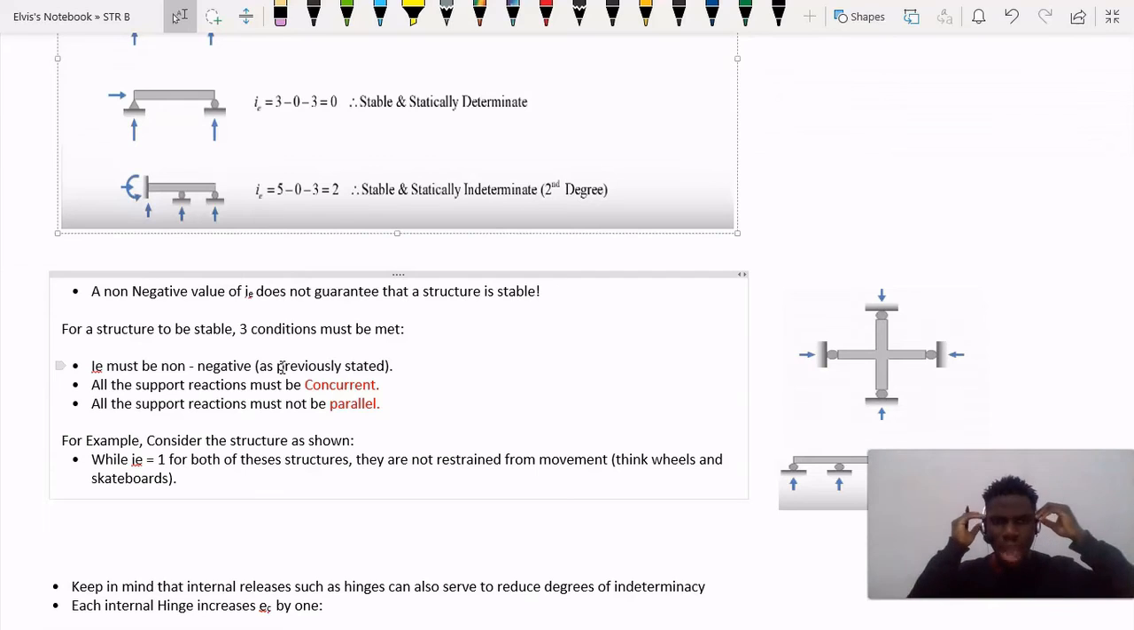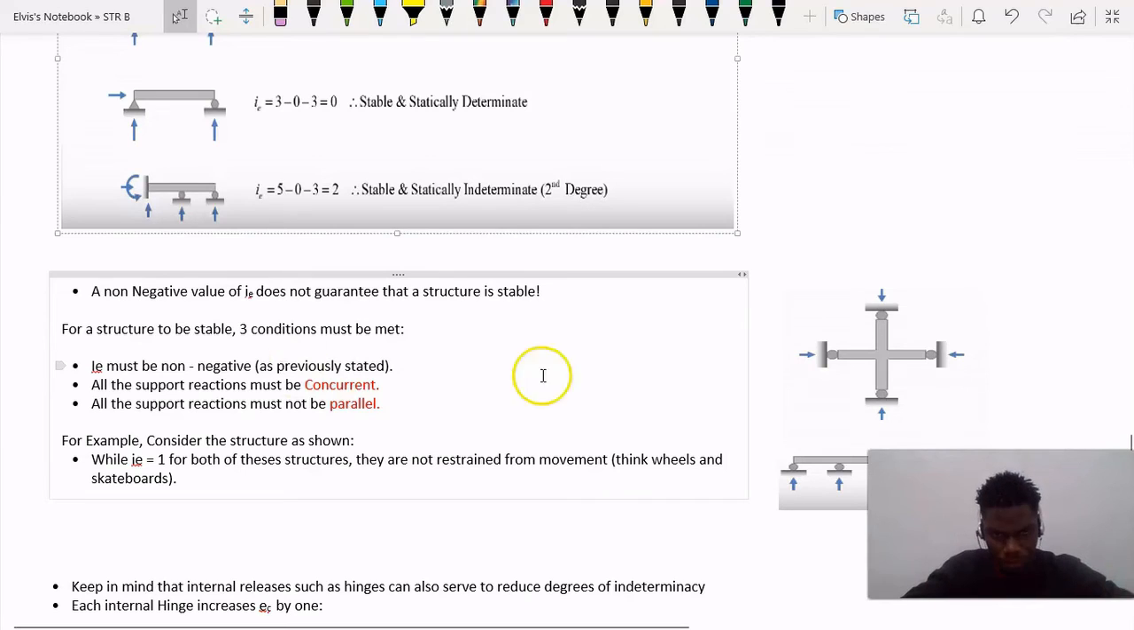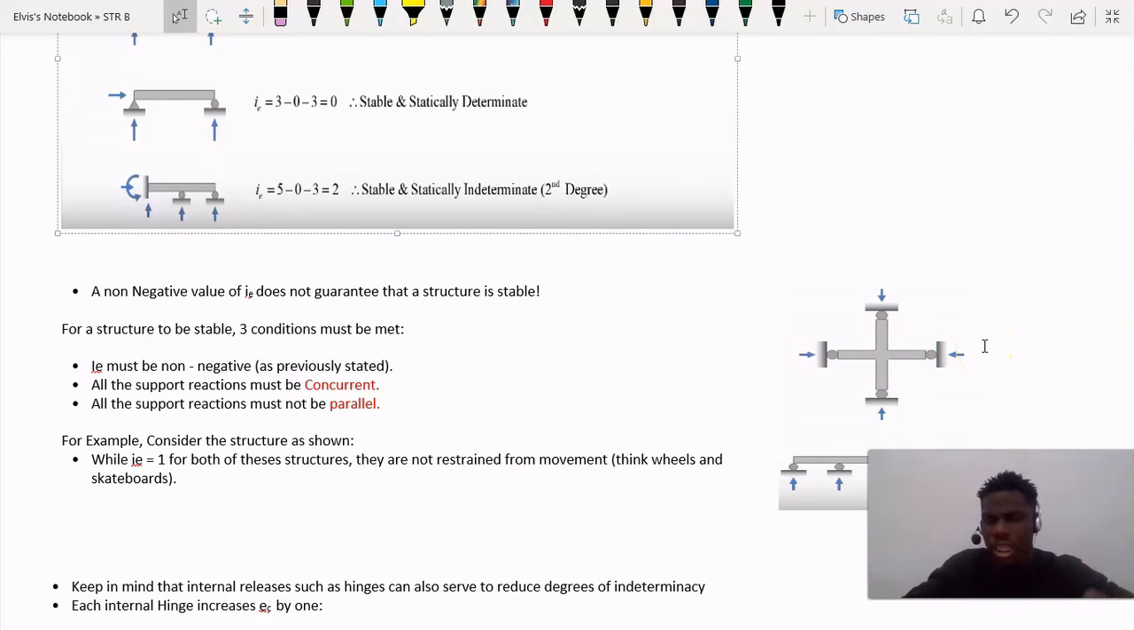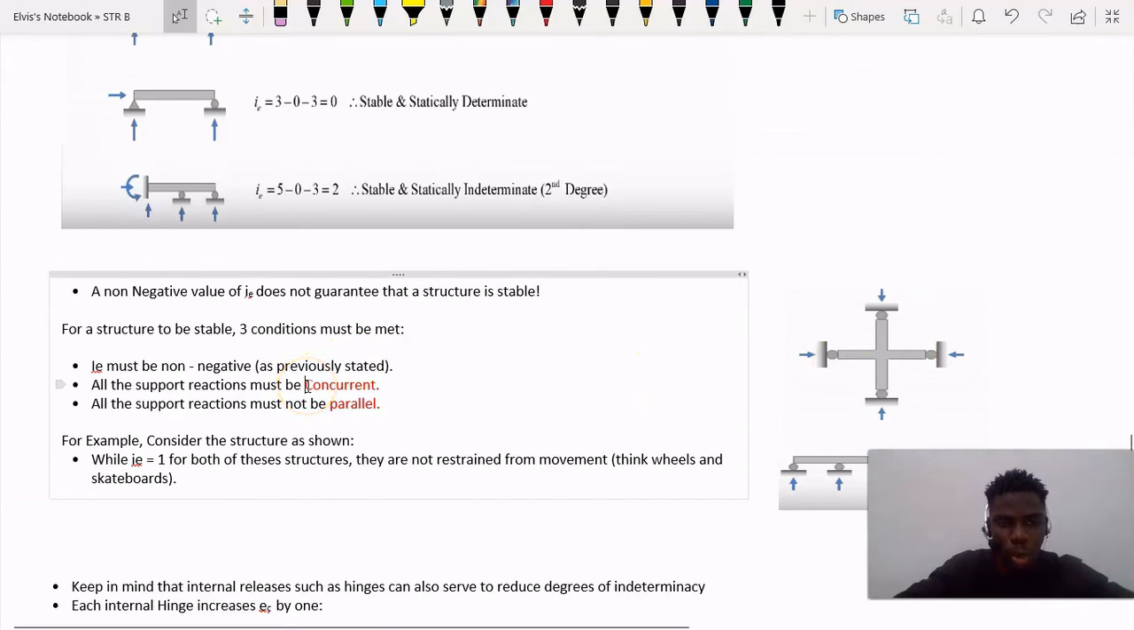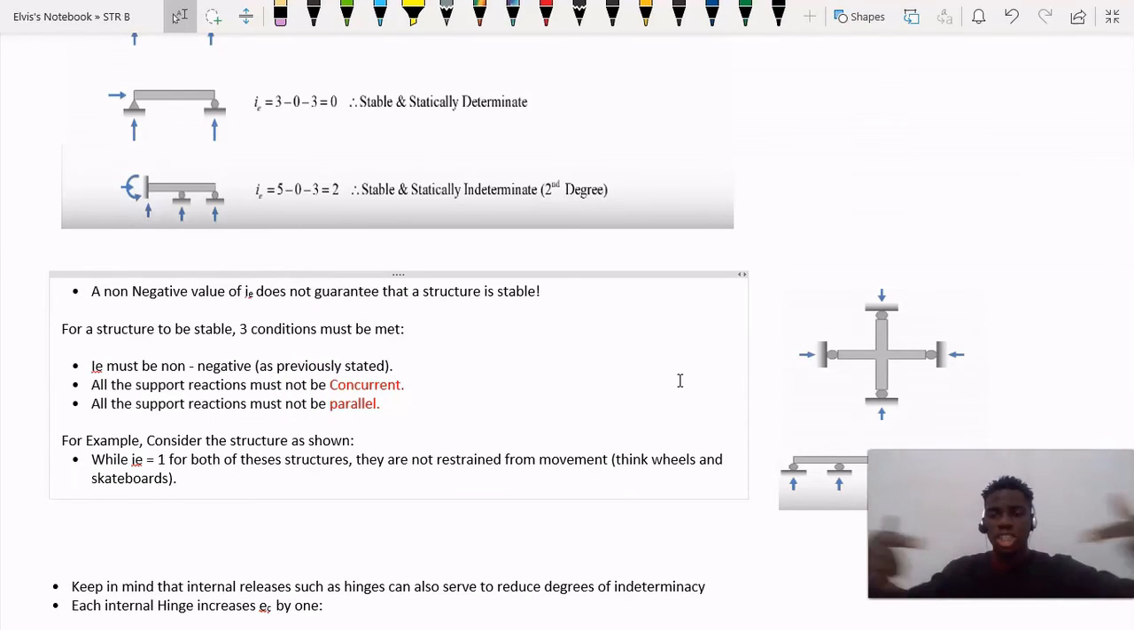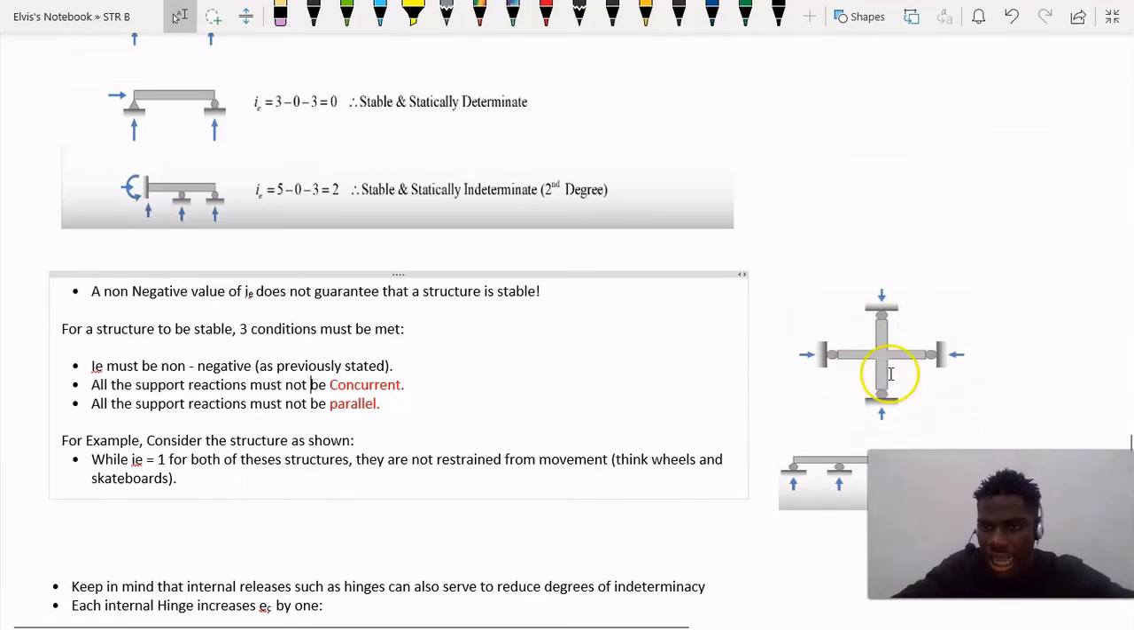Now, guys, what do I mean by this? We know that whenever we have a concurrent structure, the support reactions all pass through a single point. This is supposed to say must not be concurrent. Whenever we have concurrent support reactions, they all pass through a single point.